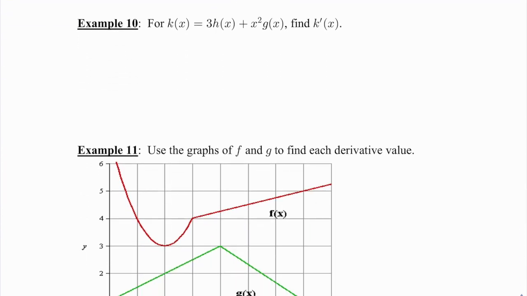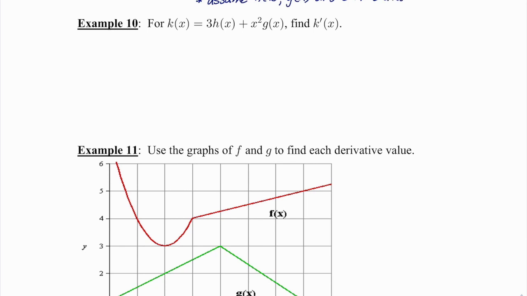Examples 10 and 11 are a little bit different because we don't have specific formulas for functions. In 11, we have the graphs of some functions, and in example 10, we have a function that's made up of 2 other functions. So we're assuming that h and g are functions we don't know, but they're differentiable. So let's write that. Assume h of x and g of x are differentiable.